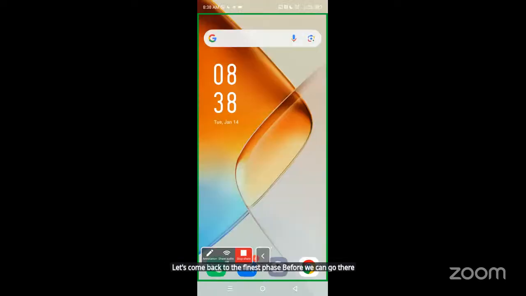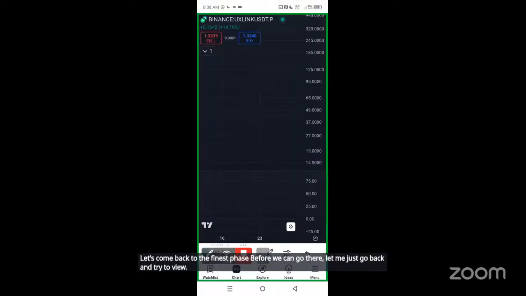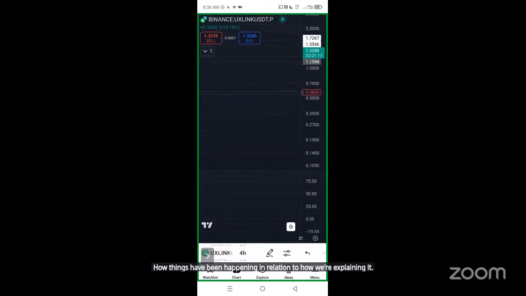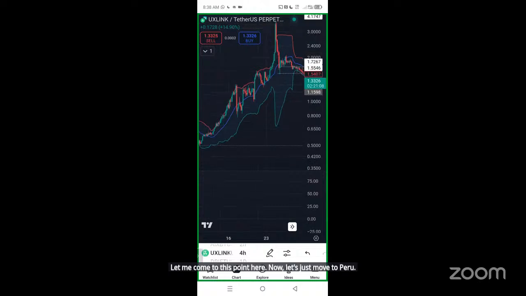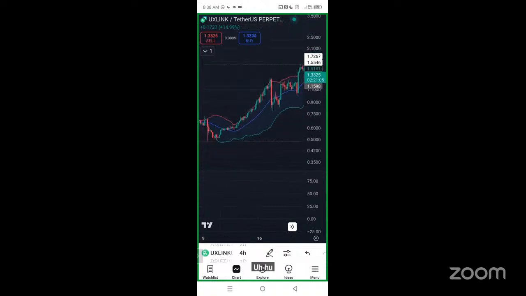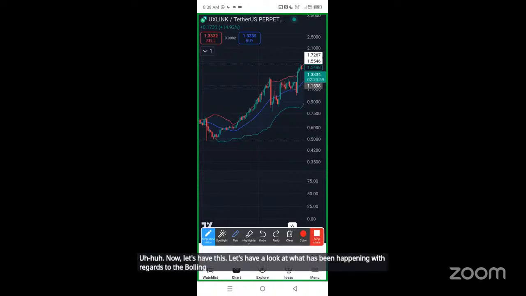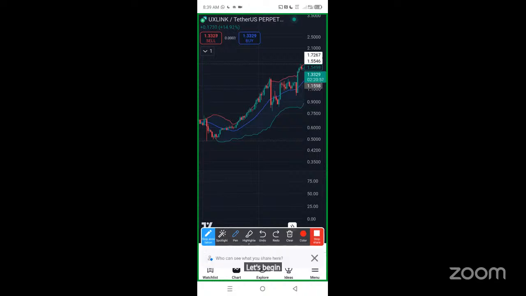So if that is okay for everyone, let's come back here to the final phase of the class. Before we go there, let me just go back and view how things have been happening in relation to how we're explaining it. Let me come to this point here. Now, let's have a look at what has been happening with regards to the Bollinger Bands. You see this? Let me begin from here.